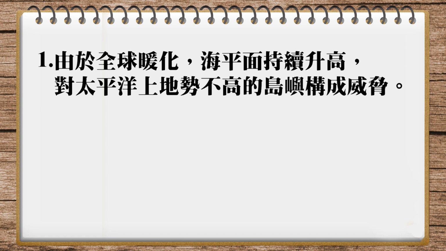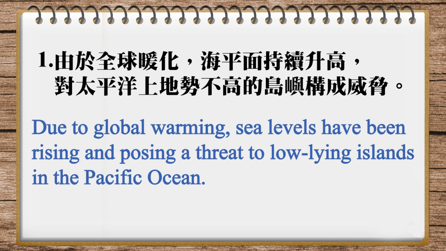I'm going to reread my translation. Global warming is causing a steady rise in sea levels, threatening low-lying Pacific islands. Let's look now at the translation in our magazine. Due to global warming, sea levels have been rising and posing a threat to low-lying islands in the Pacific Ocean. That is another way to do it.